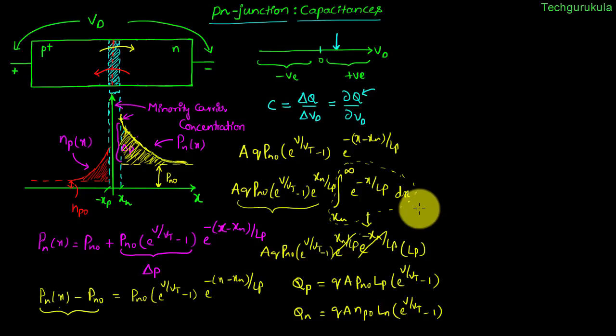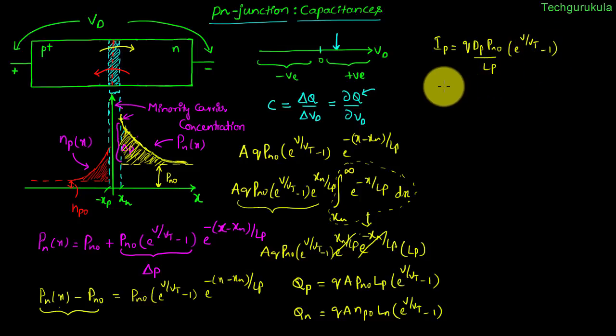In fact, we know the current because of holes Ip can be written as Q Dp Pn naught by Lp times e power V over Vt minus 1, and In can be written as Q Dn Np naught over Ln times e power V by Vt minus 1.